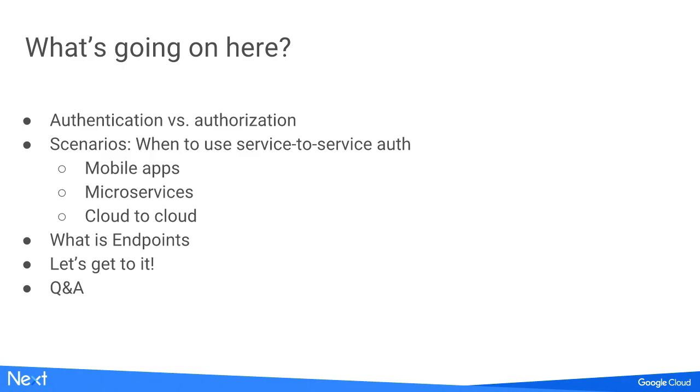OK. Besides the prizes that we don't have, this is what we're going to be talking about today. First, I'm going to talk a little bit about the difference between authentication and authorization to make clear what we're talking about. We are talking about authentication today, and I just want to be clear on what that means. And I want to talk about real scenarios, why this matters to you, and where you might be already needing this, where you might be using it, or where you might use it in the future.